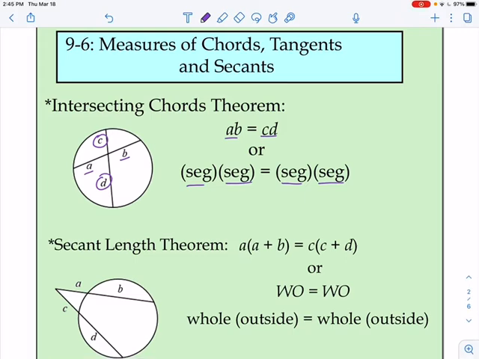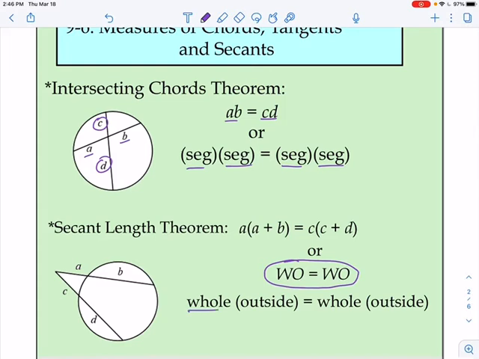If you have two secants, the little acronym that you're going to use is something called WHO. What does that mean? It means we're going to multiply the whole secant times the outside of the secant. WHO: whole outside. The whole top secant, the length of that, if I add A and B together, that's going to give me the whole secant. So that's where that A plus B comes from.